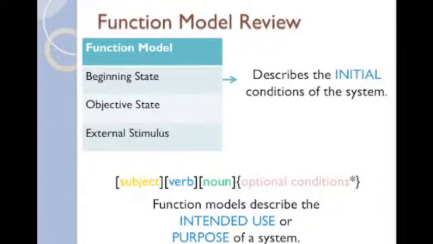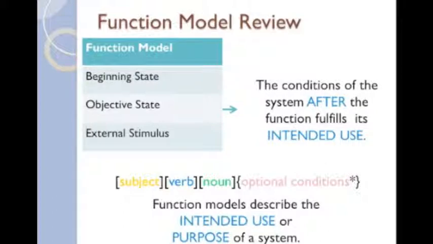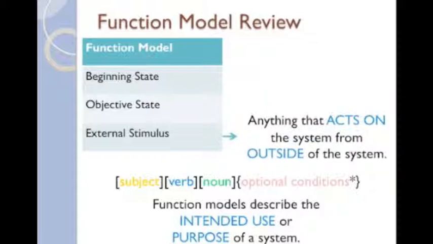A state is a snapshot in time of the system. The function model first describes the beginning state of a system, which is the set of initial conditions of the system. Next, the function model describes the desired objective state of the system after the function has occurred. Both the beginning and objective states are described in terms of the properties, values, and connections we saw in the structure model. Finally, function models describe one or more external stimuli which act on the system from outside of the system to help accomplish the function. Think of the function as why the system exists.